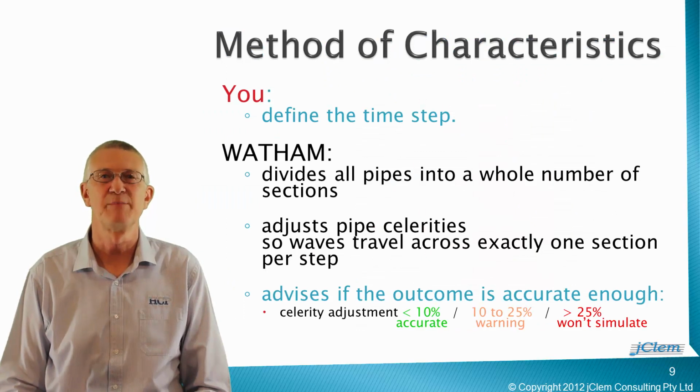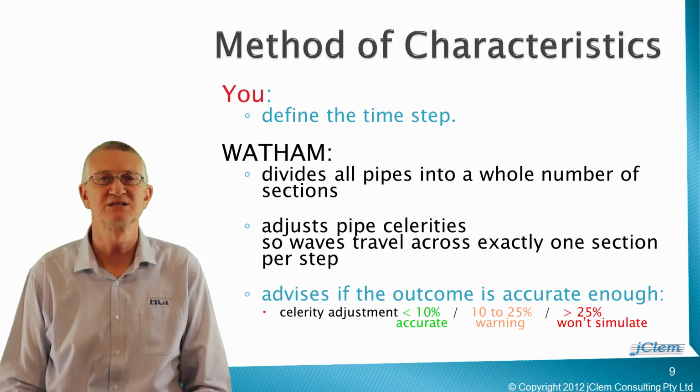Summarizing the messages about the method of characteristics and water sections. Recognize that the user manually defines the time step that will be used. In this way, you retain control over the level of accuracy applied to the model. WATHAM divides all the pipes and calculates the required number of whole water sections. WATHAM appropriately adjusts the pipe celerity used.